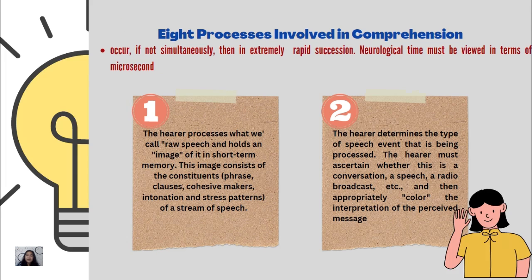For our next process, the hearer determines the type of speech event that is being processed. The hearer must ascertain whether this is a conversation, a speech, a radio broadcast, etc., and then appropriately color the interpretation of the perceived message. Meaning, in this second process, the hearer or the listener will find out what type of speech the speaker was giving.